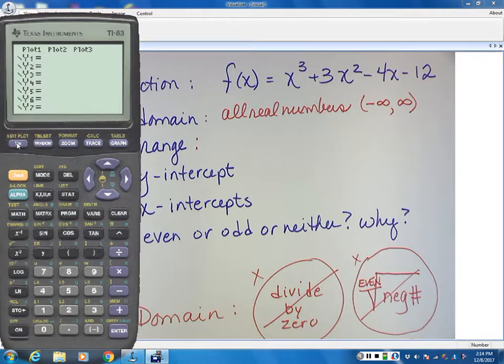And the reason you need to pay attention to that is because if it's an odd degree function, then its range is also all real numbers, because it'll go down to negative infinity and up to positive infinity one way or the other. It's either going to do it this way or this way. Okay?